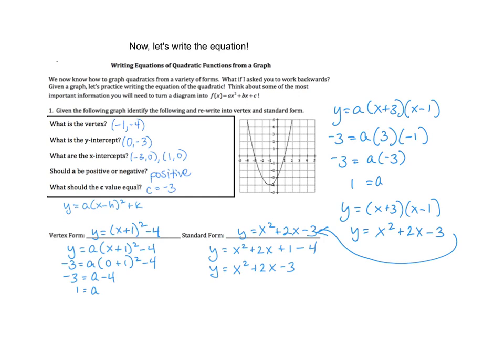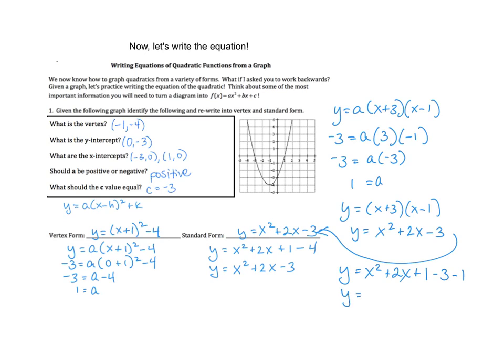Why don't we do that? So that would mean I have to add a value to complete the square. So I take my b value, which is 2, divide by 2 and square it. That's 1. So I have to add 1 to complete the square. I have the -3, and since I added 1 to balance out the equation, I have to subtract 1.